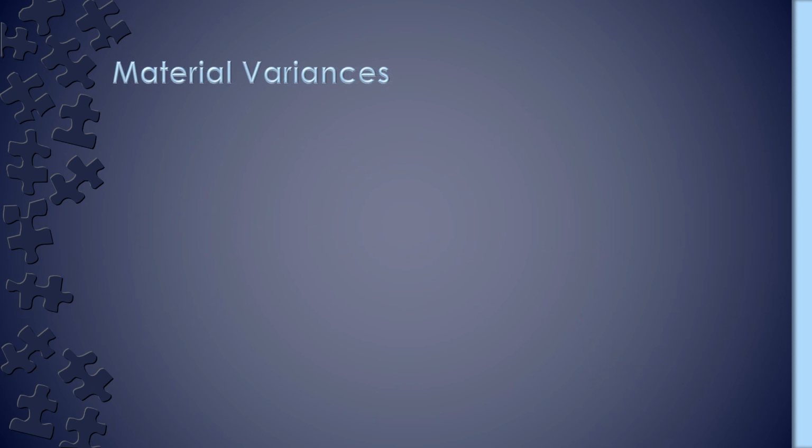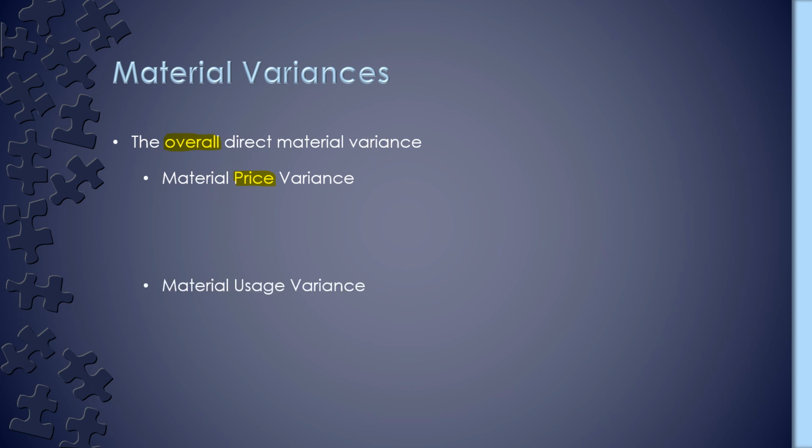So moving on to a type of variance then, we've got material variances. Your material variances, you're going to have your overall direct material variance. This is a key word here which we'll come back to in a second. The overall variance is made up of a material price variance and a material usage variance. And this is really important, so let's have a look at what these actually mean.